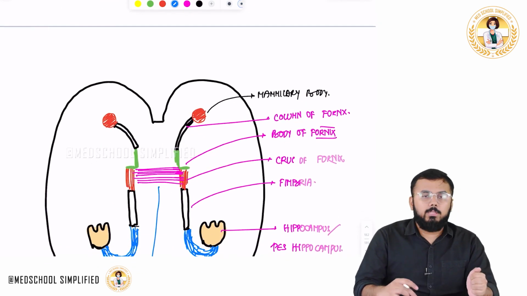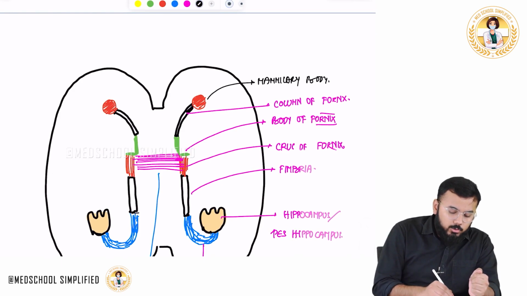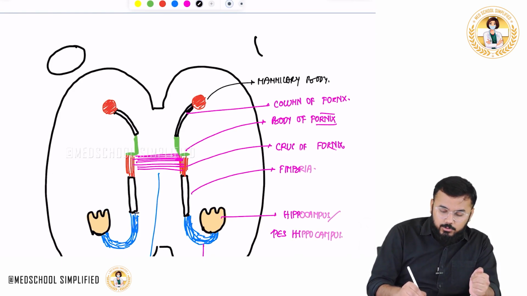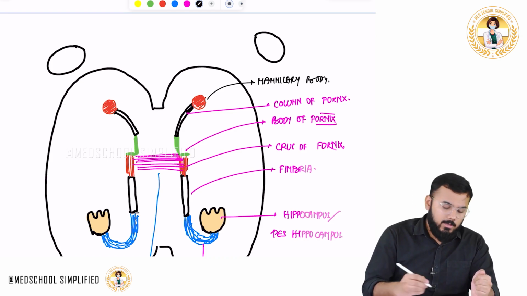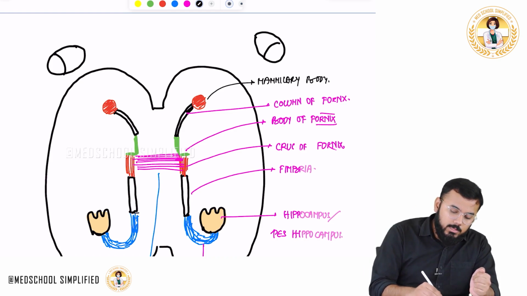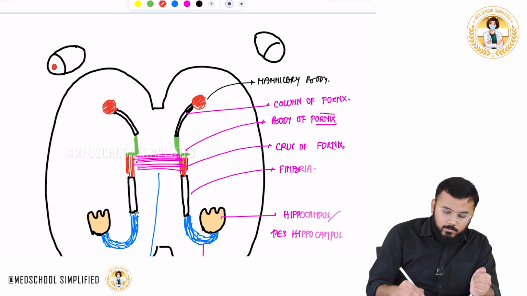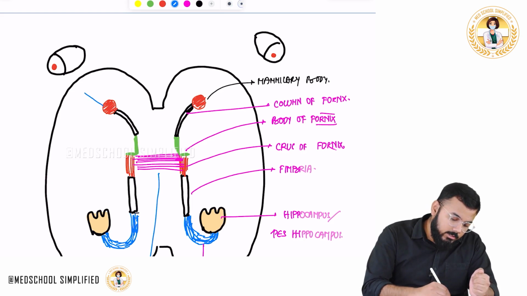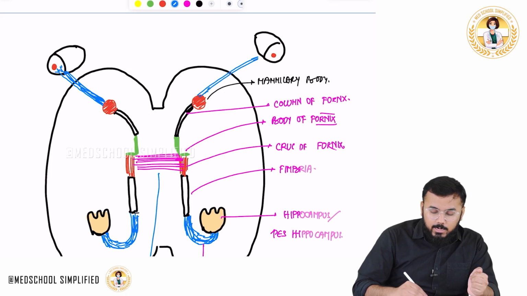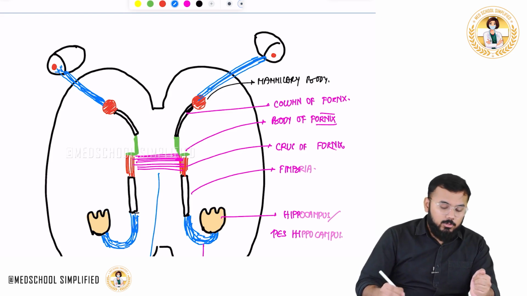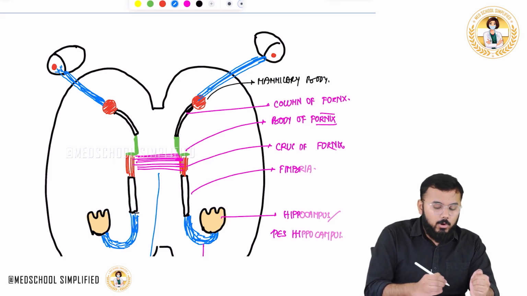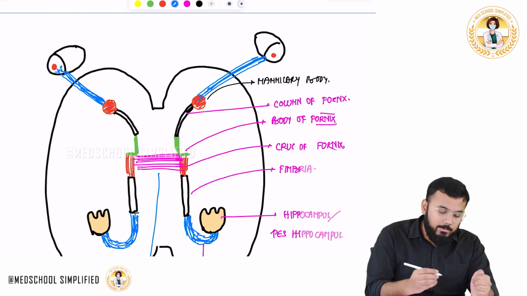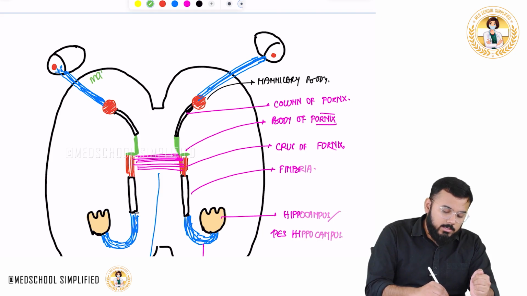The next important thing is that here on both sides you have this particular structure, which is called your thalamus. Now from the mammillary body you see a tract going here and relaying on the thalamus like this, a group of nerve fibers running on either side. These fibers from the mammillary body to the thalamus are called the mammillothalamic tract.